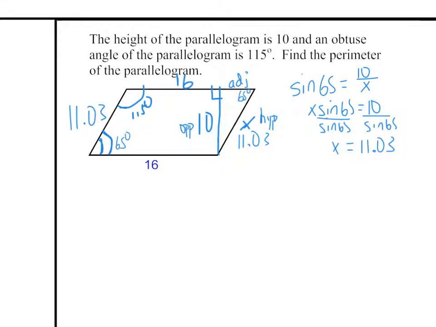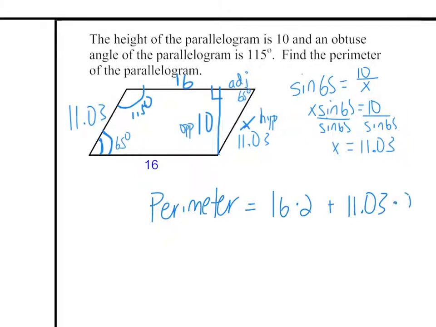It would also be the same on the opposite side of the parallelogram, since opposite sides are congruent. So the perimeter would be 16 times 2 and 11.03 times 2. So my final perimeter would be 56.06 units.